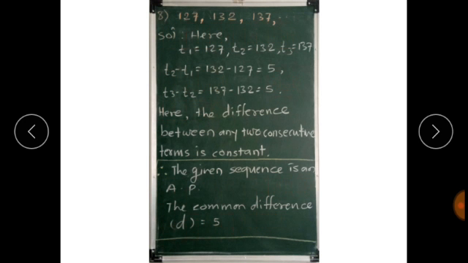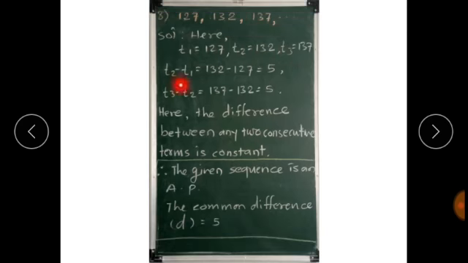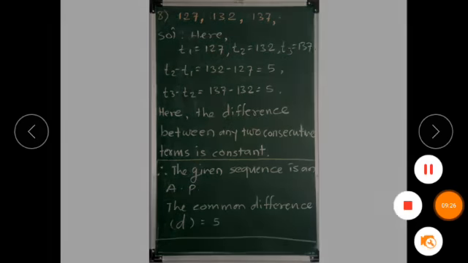Now you must have understood that there is nothing difficult once you decide the terms and then find out the difference between consecutive terms. You easily get the difference and decide whether it is an AP or not. So solve this on your own and let us move to the next question.